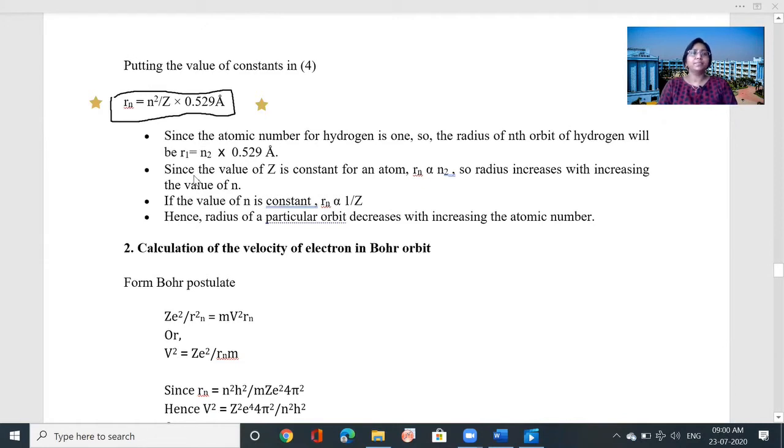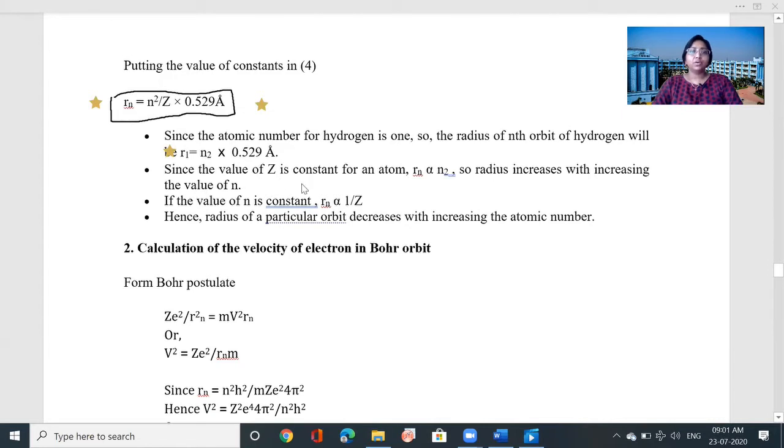Now since the atomic number of hydrogen is 1, the radius of the first orbit of hydrogen will be, so just put 1 in place of n. That is why we are getting here R1 is equal to n squared, n squared will be 1, 1 into 1. Okay. Z will be 1. Now 0.529 Angstrom.